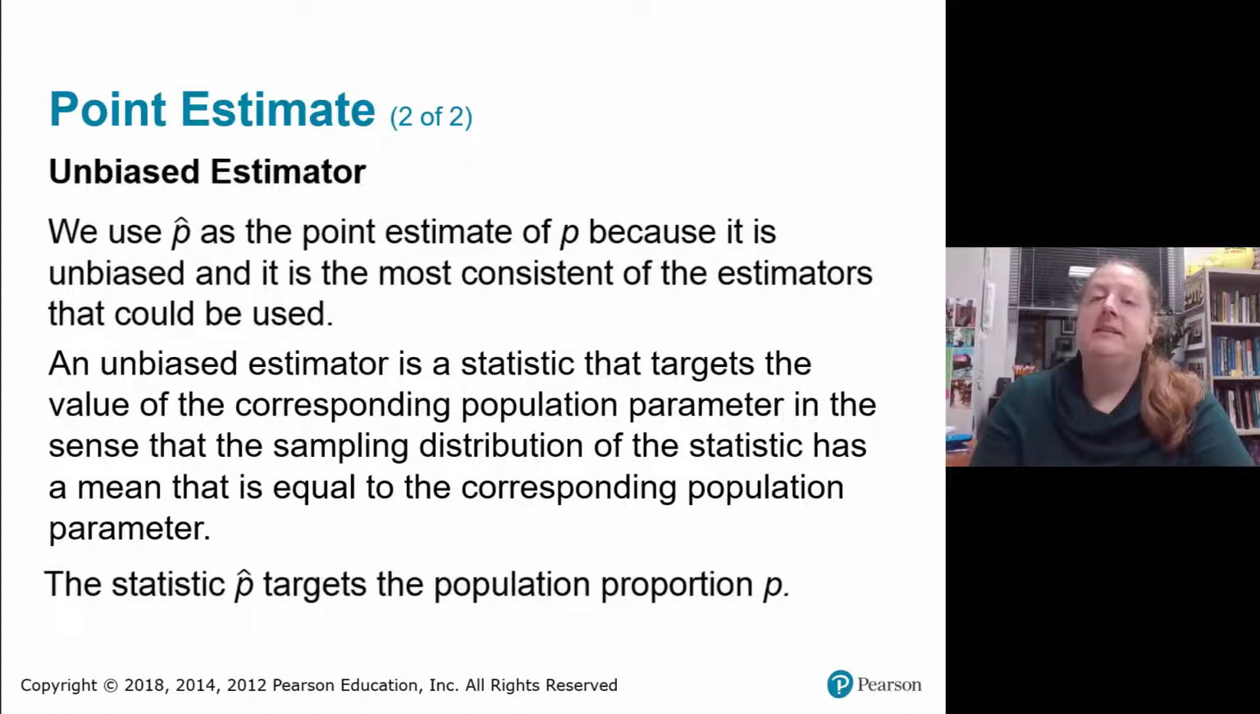The reason for this is that p hat is called an unbiased estimator. You might remember, an unbiased estimator is a statistic that targets the value of the population parameter. And when we say it targets, what that means is if we take all of the sample statistics, so we take our sampling distribution of that statistic, then we take the mean of that sampling distribution. That mean corresponds to the population parameter. So p hat is one that targets the population proportion p.